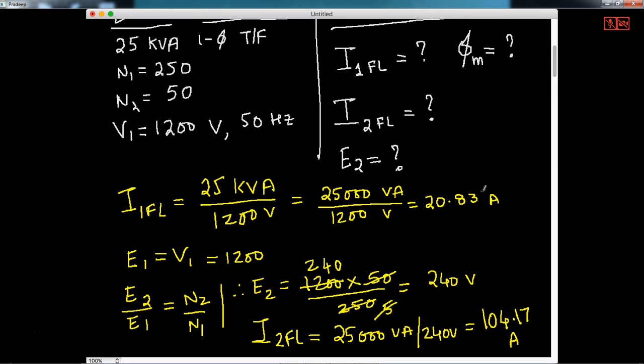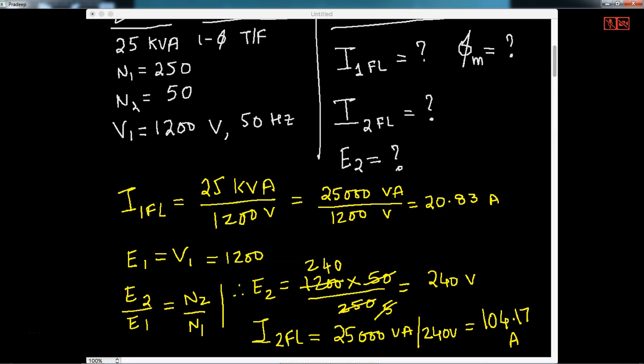So this is the answer for the current. So far, whatever answers submitted by JNTU KV, all are correct. Now let's look at the maximum flux. So how to get maximum flux? So I can use any one formula.